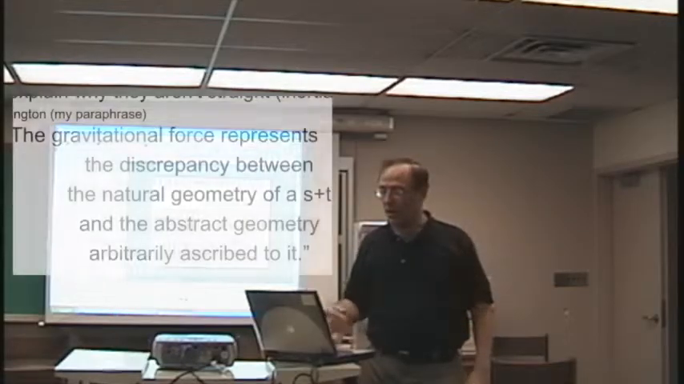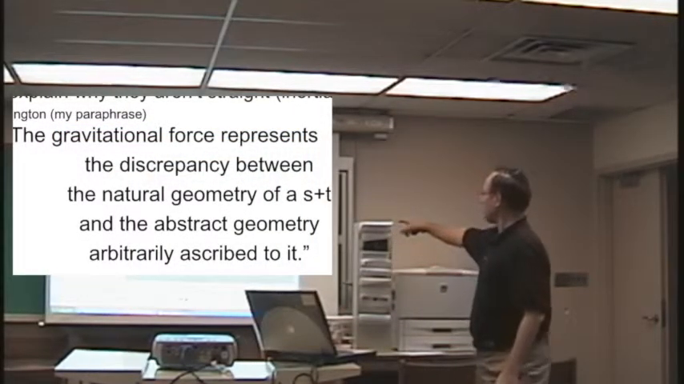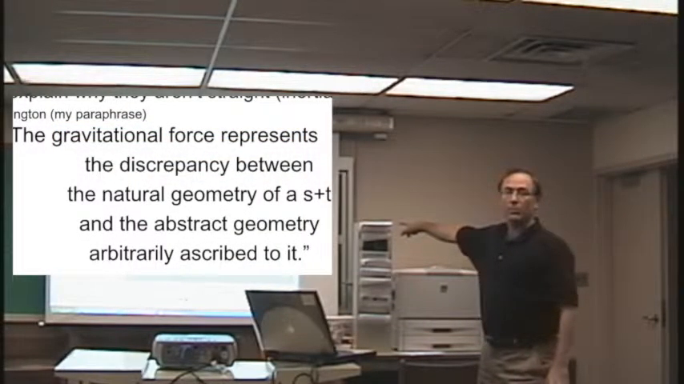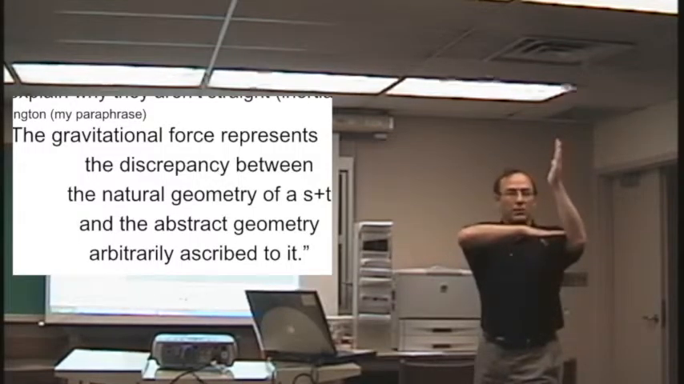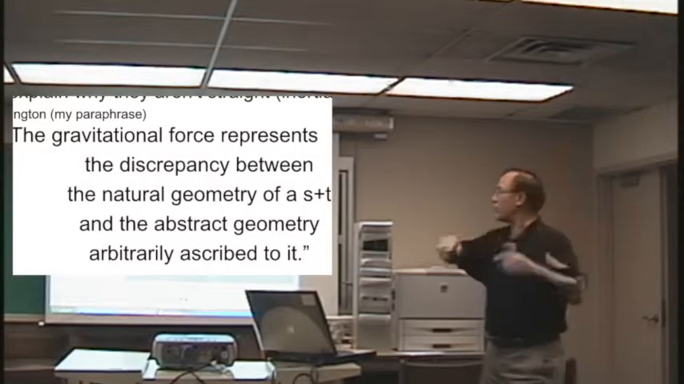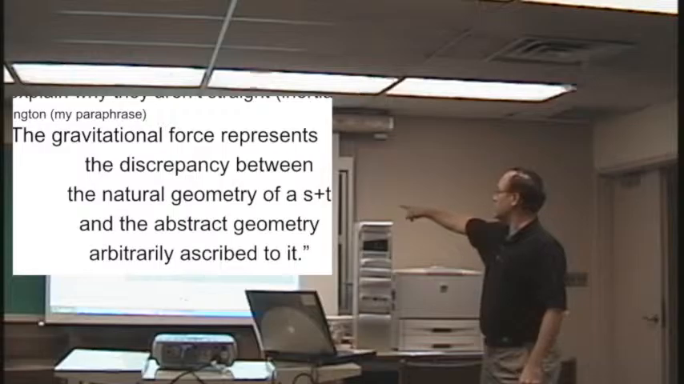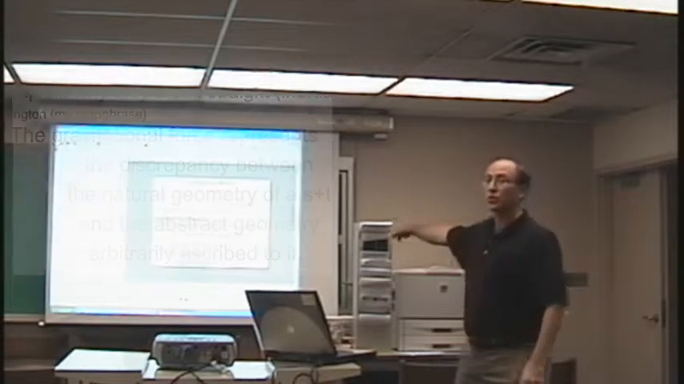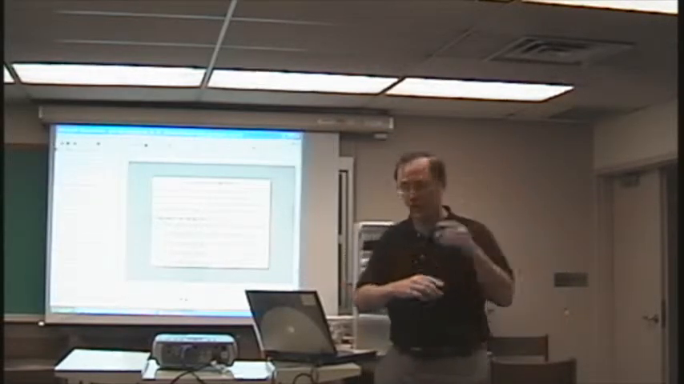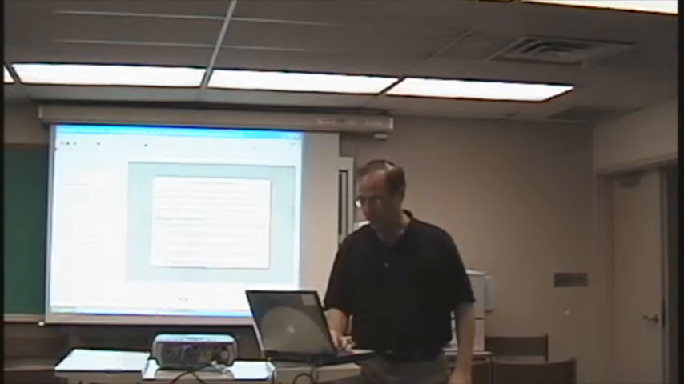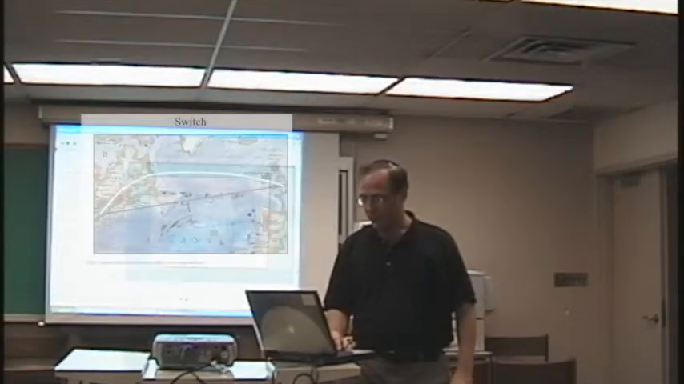So when we arbitrarily ascribe a geometry to space plus time that we say, well, it's got to be like this, we end up with gravitational forces. So those gravitational forces are the discrepancy between the natural geometry, which is warped and curved, and the one that we kind of imposed on it.